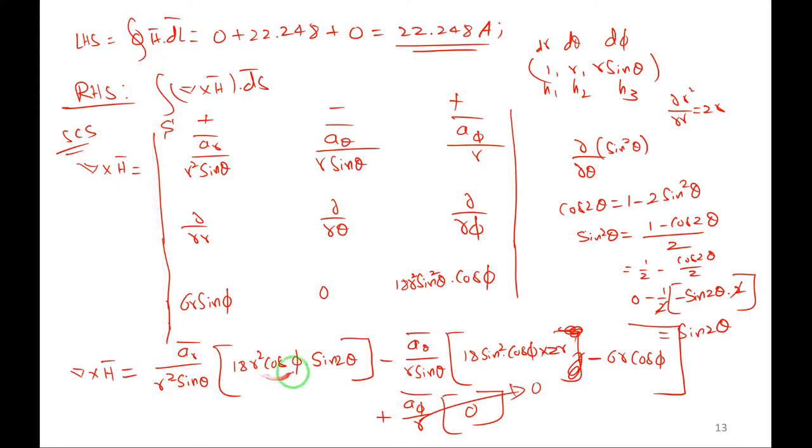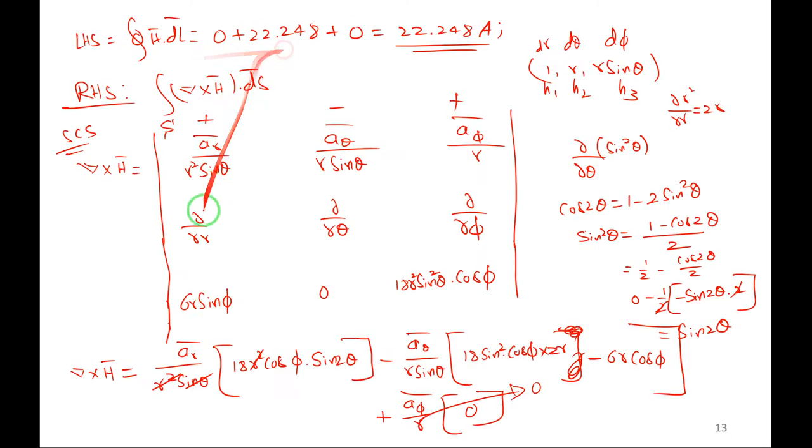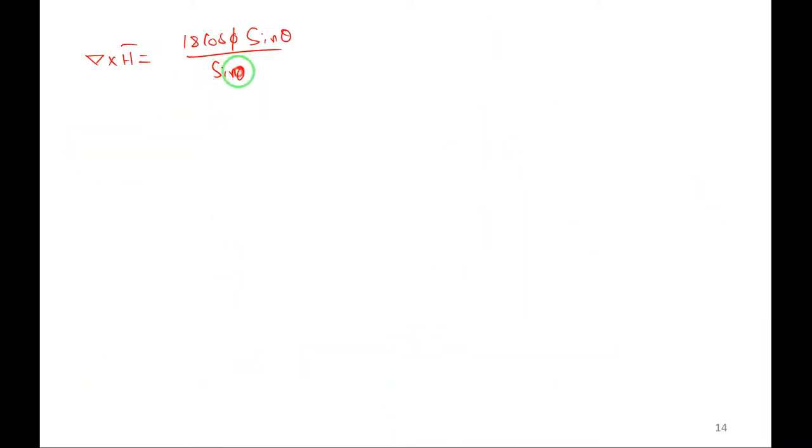So can I simplify somewhere? Let me see it. R square will get cancelled. Sin theta, sorry, sin theta will not get cancelled. So let me write it. 18 cos phi sin 2 theta divided by sin theta. Sin theta is not getting cancelled, so I'll write sin theta. So sin 2 theta by sin theta into ar. Yes, somebody was trying to tell. Okay, fine. Not sin square theta, this is sin 2 theta. Let me rewrite it.